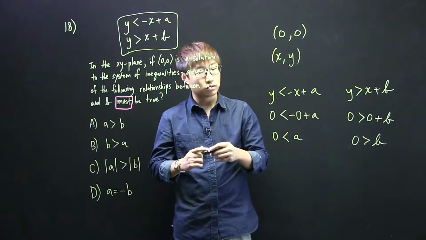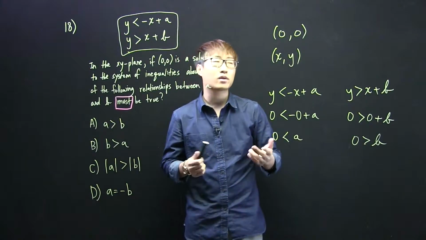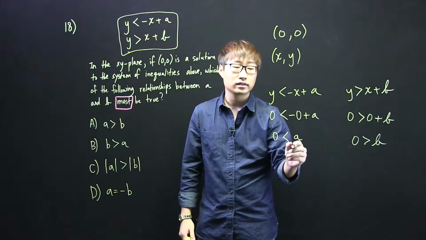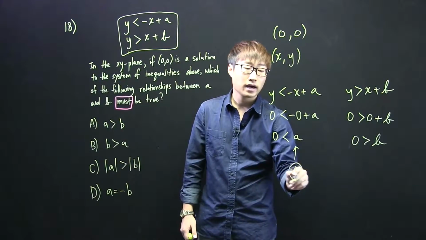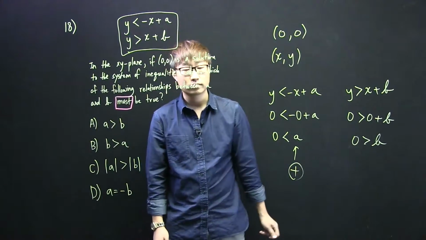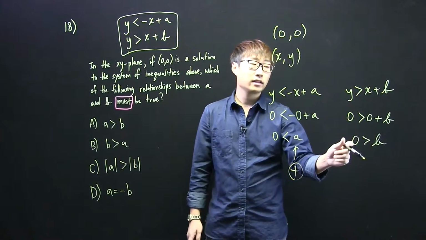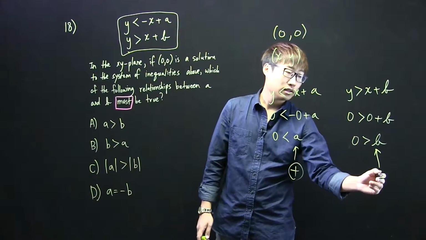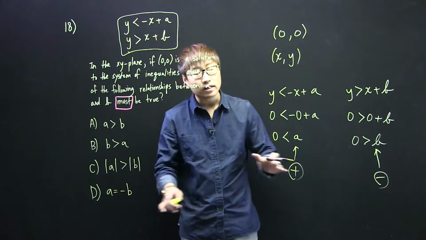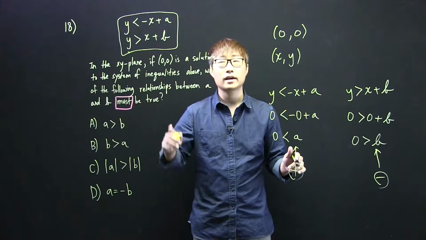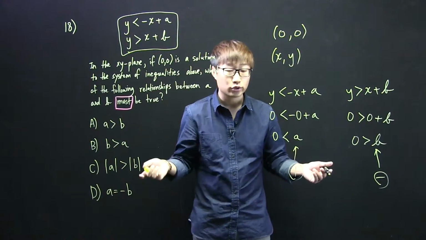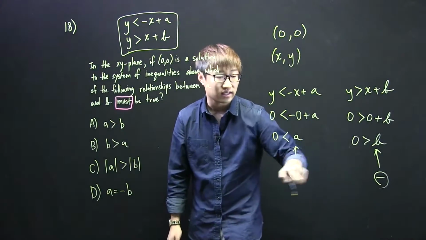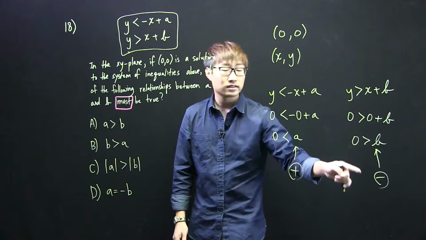Now, what can we conclude about these? We still don't know what a or b is, but we do know a is definitely greater than 0. What does that mean? A must be positive. But b, on the other hand, is less than 0, aka b has to be negative. That's the only conclusion we can draw by using (0, 0) as a solution. Let's jump onto the choices and see if we can answer based on just this. So we know a is positive, b is negative.